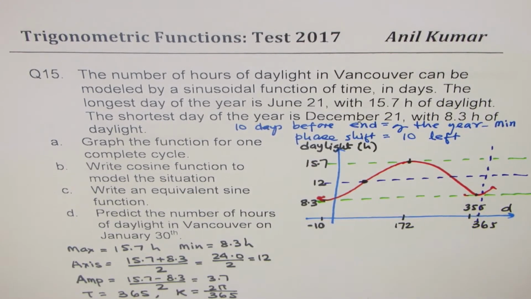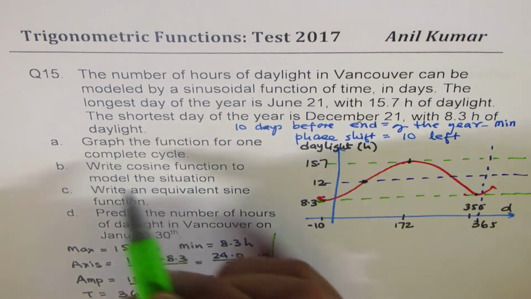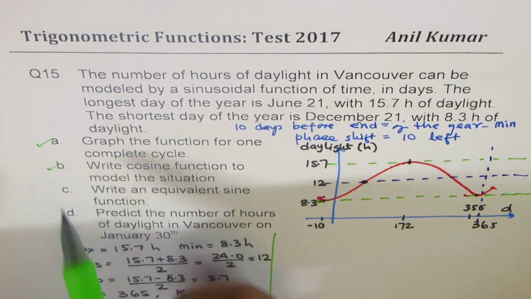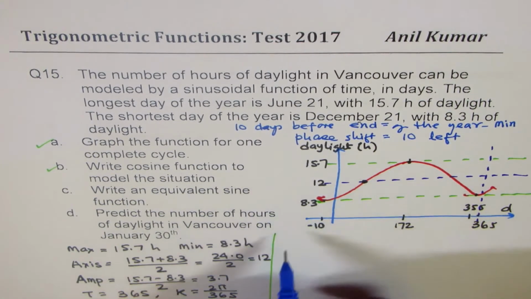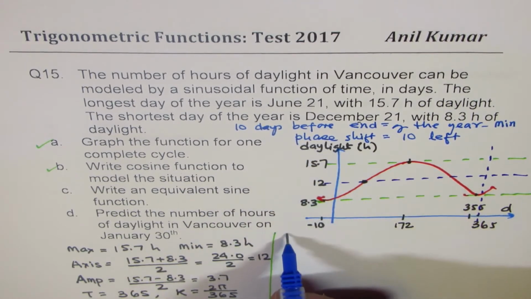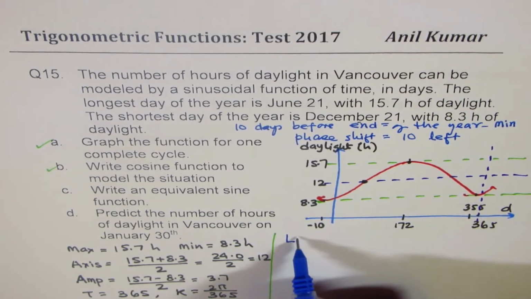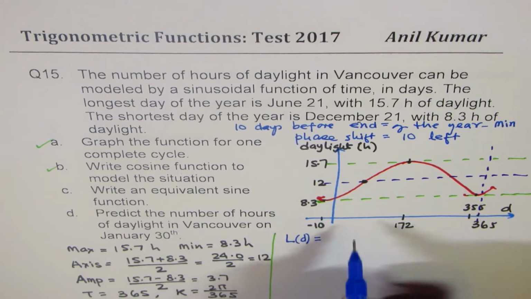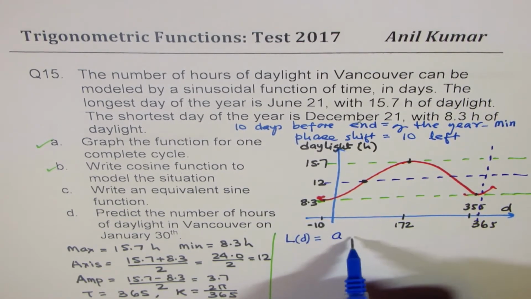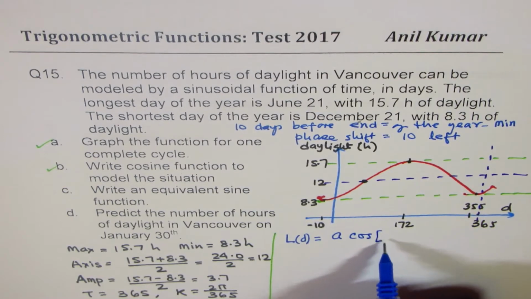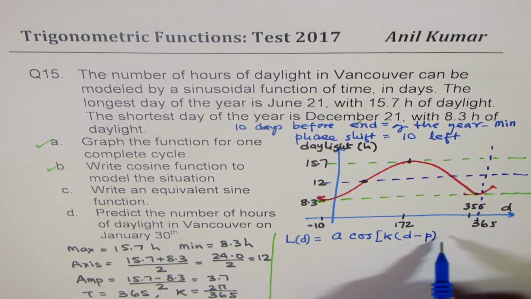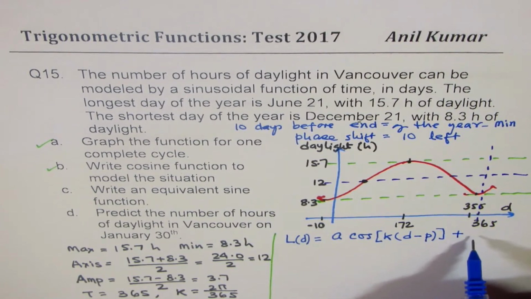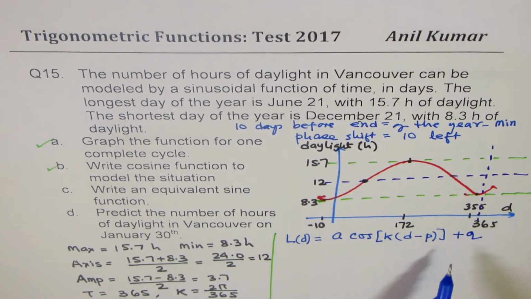Now let's write down the equation for the cosine function. So we have done the graph part. Let's look into the cosine function now. So in general, the cosine function could be written as daylight, let me call this as light, as a function of days will be equal to amplitude times cos of k d minus phase shift plus axis. So that is the general equation.